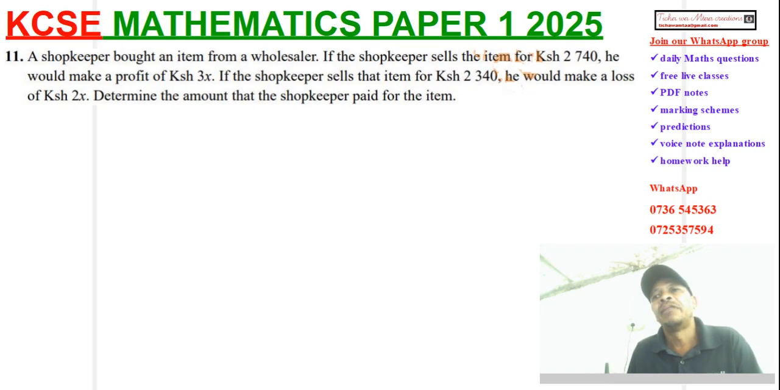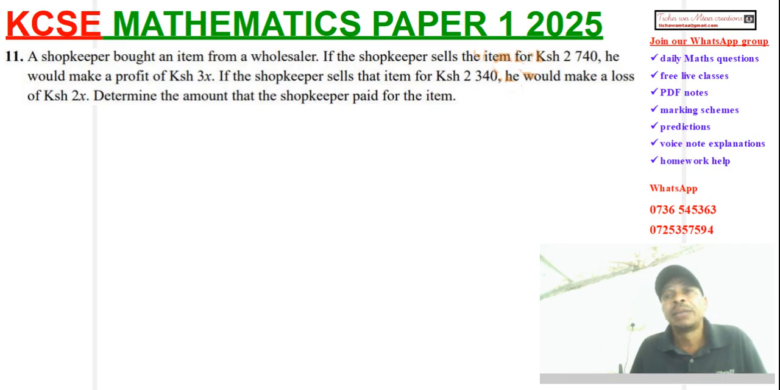If the shopkeeper sells the item for 2,740, he would make a profit of 3x. If the shopkeeper sells the item for 2,340 shillings, he would make a loss of 2x. Determine the amount that the shopkeeper paid for the item. So you are required to find the amount the shopkeeper paid to the wholesaler.